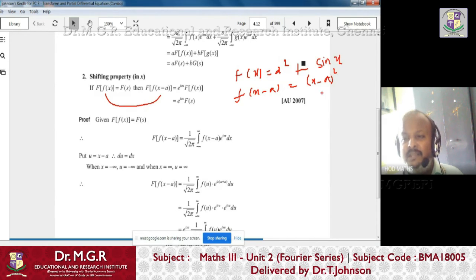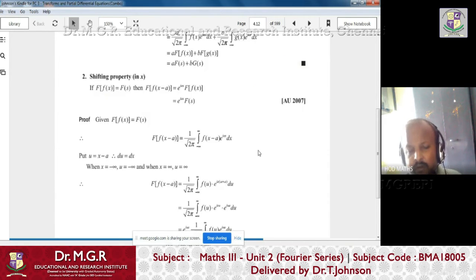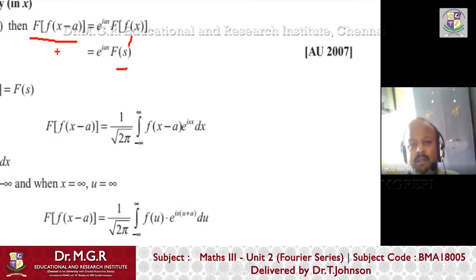Then f of x minus a becomes (x minus a) whole squared into sin(x minus a), right? So finding the Fourier transform of f of x minus a is a little bit difficult. But what the property says is, if you want to find the Fourier transform of f of x minus a, simply find the Fourier transform of f of x and multiply by e power ias.